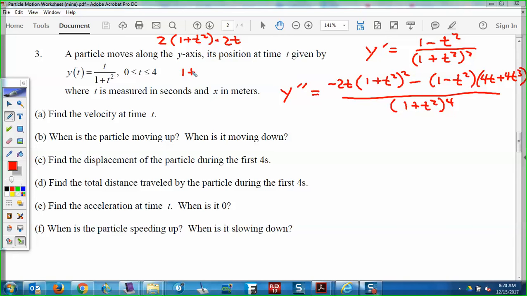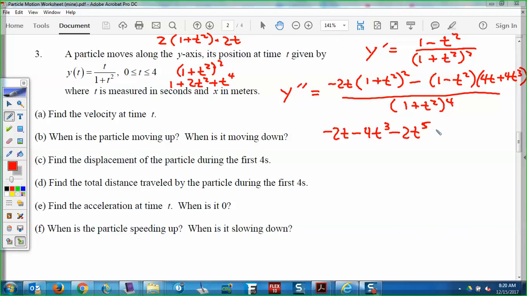So 1 plus t squared squared. That's going to be 1 plus 2t squared plus t to the fourth. Right? I just got to FOIL that. Okay, and then I have a negative 2t out in front of it. So I'm going to distribute that negative 2t to all that. So it's going to be negative 2t, that's going to be negative 4t cubed, and then negative 2t times that is negative 2t to the fifth. I think I got that.